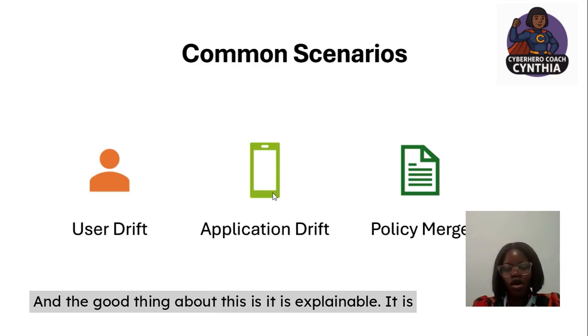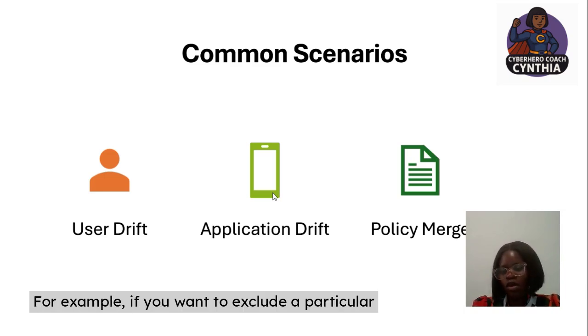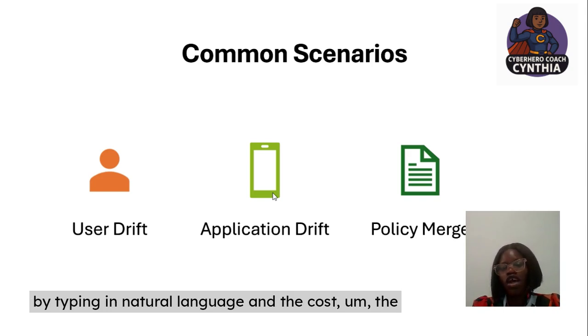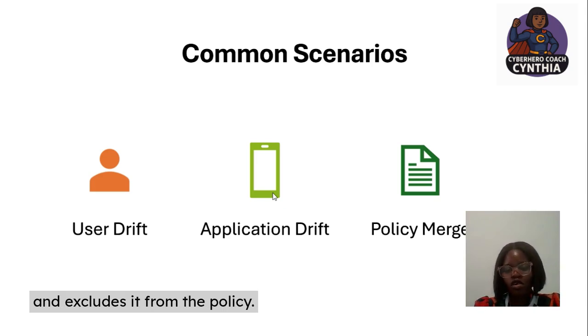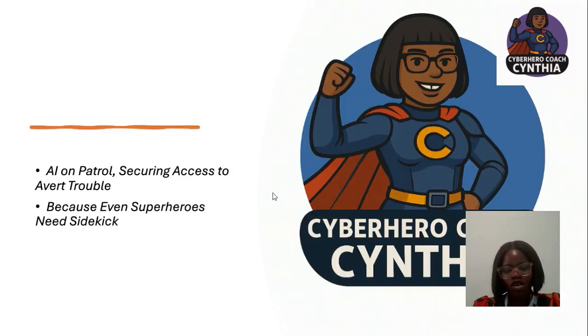The good thing about this is it is explainable and easy to track. For example, if you want to exclude a particular account, user, or role like a global administrator from the policy, you can easily indicate it by typing in natural language, and the Conditional Access Optimization Agent understands that and excludes it from the policy. So that is basically what the Conditional Access Optimization Agent is all about.